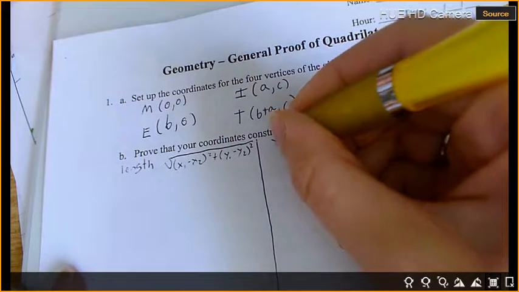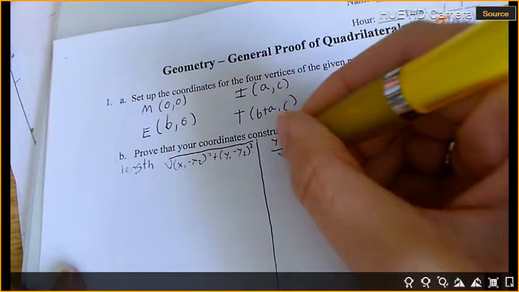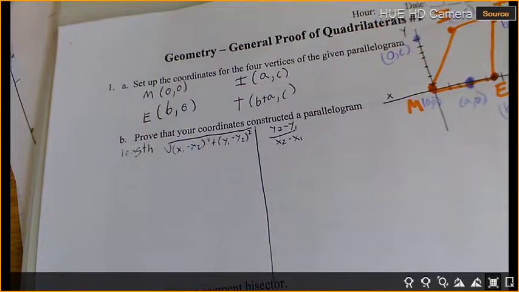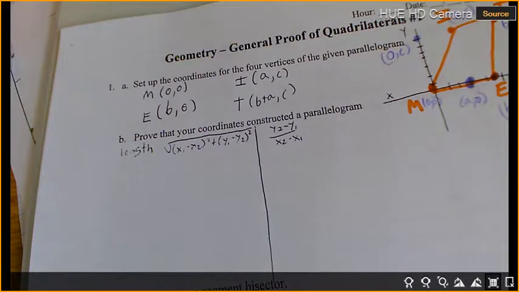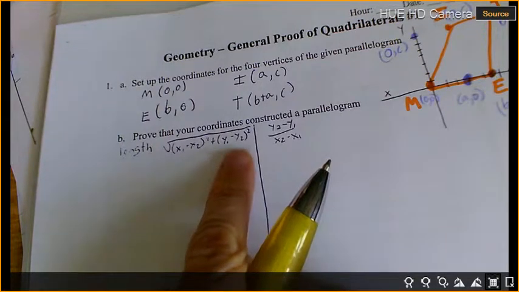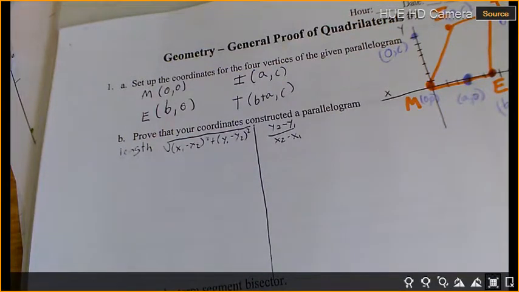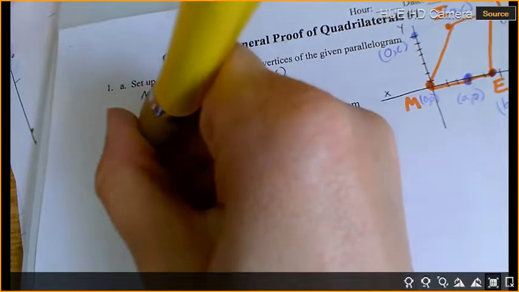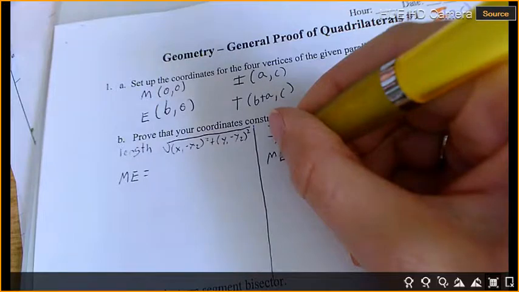And this one is slope. We know that's y2 minus y1 over x2 minus x1, right? So far, so good? No, because I gave you weird letters instead of numbers. Length is the square root of x1 minus x2 squared plus y1 minus y2 squared. And slope is y2 minus y1 over x2 minus x1. Okay, I'm going to find the distance from M to E, and then we're going to find the slope from M to E. Okay?